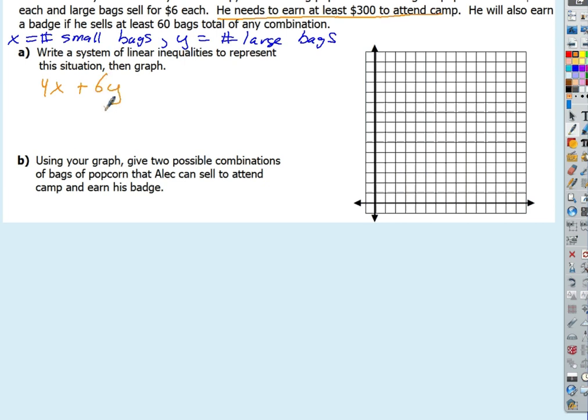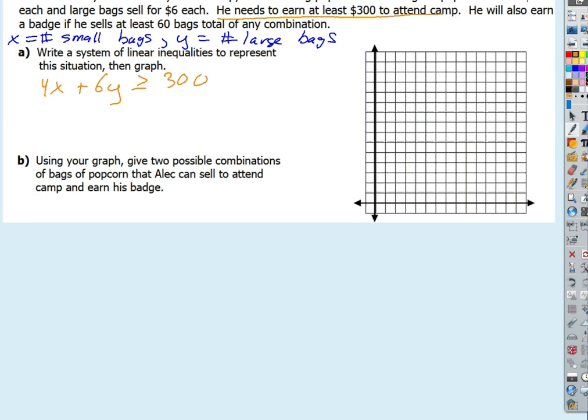That's telling us the amount of money he's earning from the sales. That has to be what? At least 300 means greater than or equal to. Does that make sense, that at least means we include equal to? If it said greater than or more than or something, then we wouldn't include the equal, right? So there's our first inequality.